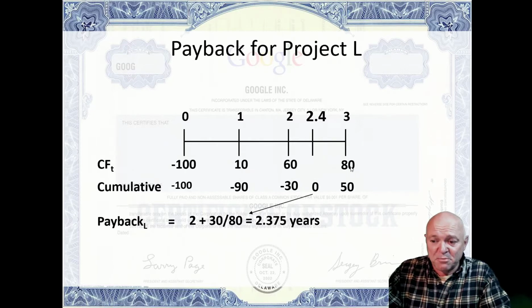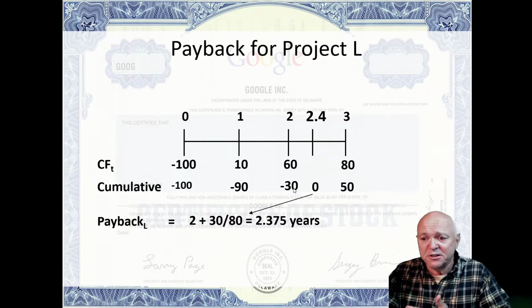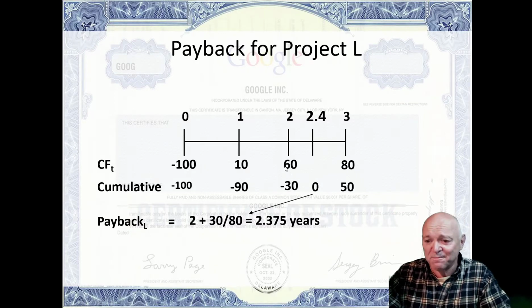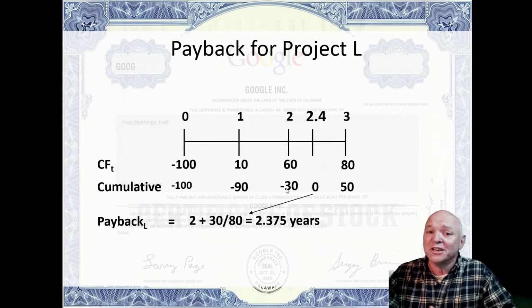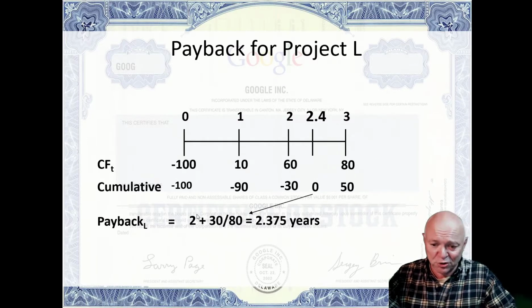The next period we're going to make 80 million. Now, 80 million is definitely greater than 30, so we're going to be out of the hole somewhere between the end of year 2 and the end of year 3. We can calculate precisely what point during year 3 we get out of the hole by using interpolation. Simply, interpolation is to take the 30 that we need to earn and divide it by the 80 that we're going to earn during that period. And that's 0.375.